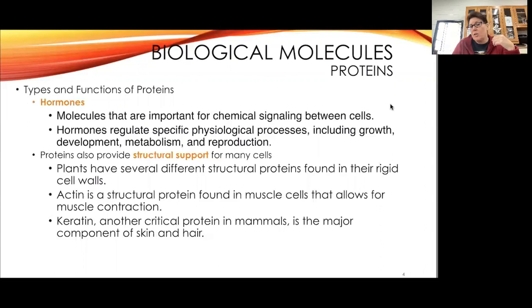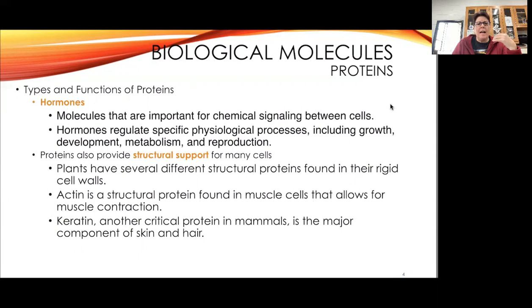Proteins also provide structural support. Plants have several different structural proteins we have seen under the microscope, some cell walls. Those cell walls are made up mostly of cellulose, which we already talked about with carbohydrates, but they do have proteins in them. We saw like the plasmodesmata, and there are other types of stuff in there.